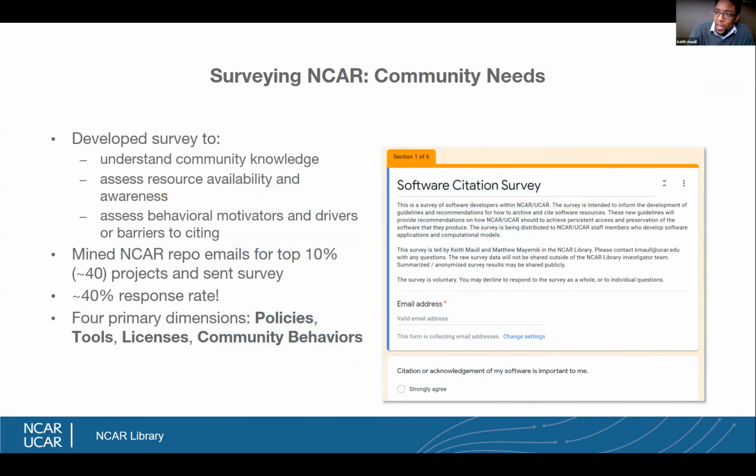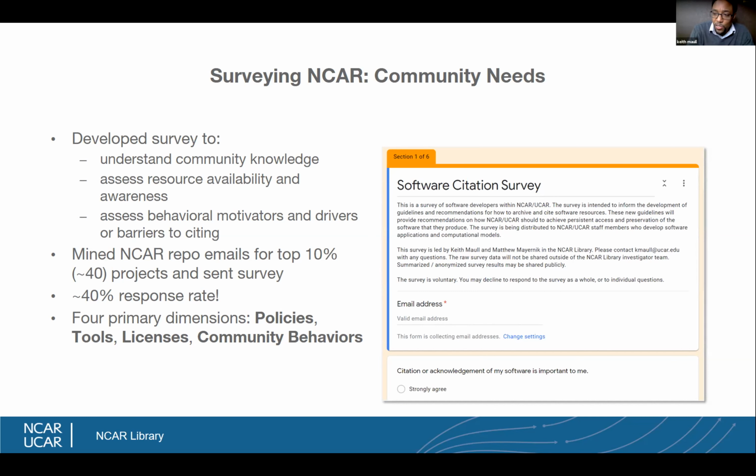In terms of the survey, what we did was we mined the top 10% of the repos in the GitHub organization. That actually yielded maybe one of the best strategies we've seen so far. We had a nearly 40% response rate. In fact, I think it was slightly higher than that, but that blew our mind that we were able to get that many people to respond. So it actually gave us some hope that we had struck a chord somewhere in terms of the need for some guidance in this area.